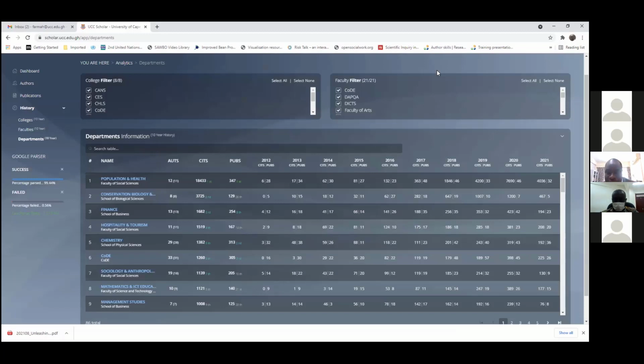Now, it is obvious from what we have just shown that multi-indicator bibliometric analysis is better than a unidimensional approach. That means that you cannot just use, let's say, total number of publications, because it will not be a true reflection of what is required.